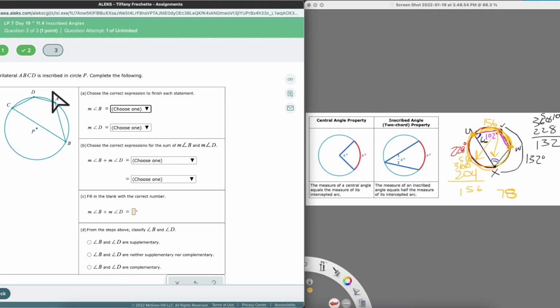Circumscribed means it's drawn around the outside. Inscribed means it's drawn inside the circle, and the vertices are touching the sides of the circle. So choose the correct expression to finish each statement.